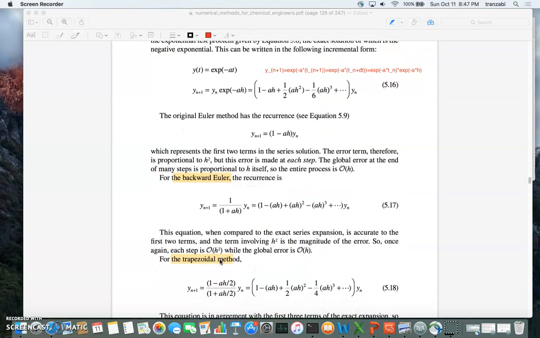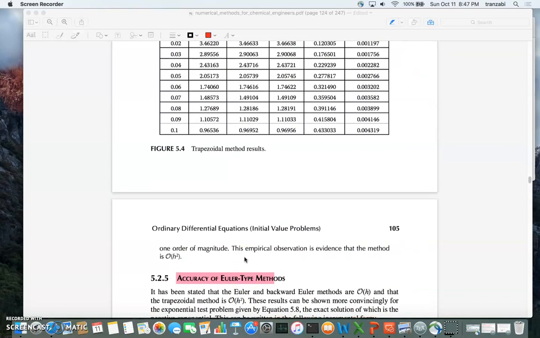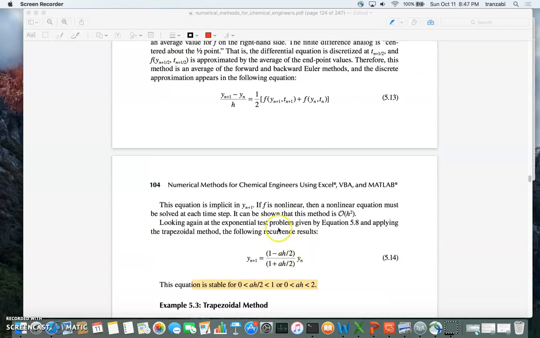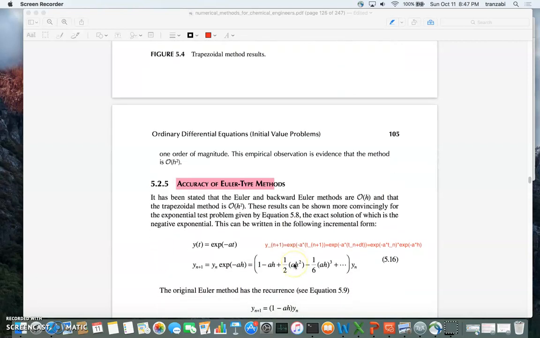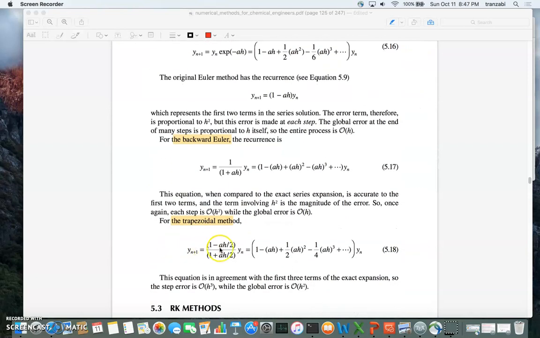Now finally we're going to look at the trapezoidal rule and see what the error here is. Now, for the trapezoidal rule, if you remember, we got an equation like this to iterate: y(n+1) is 1 minus ah over 2 over 1 plus ah over 2. And now we just expand this ratio to be able to compare with the exact solution. If you expand this using Taylor series, we get 1 minus ah plus 1/2 ah squared minus 1/4 ah cubed, and so forth.